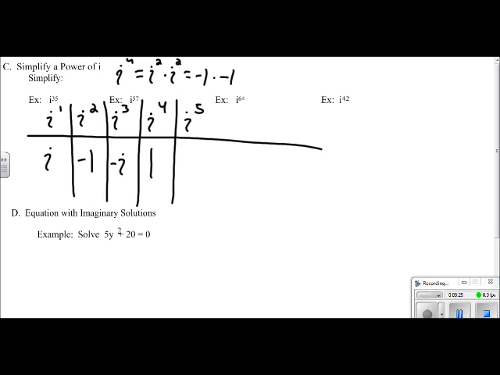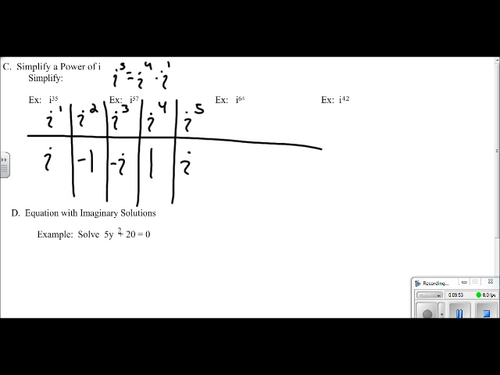I to the fifth power now, we know that I to the fifth power is going to be the same as I to the fourth power times I to the first power. Again, powers add, and 4 plus 1 is 5. Well, we know that 1 times anything is just itself. So 1 times I would just give us I again.